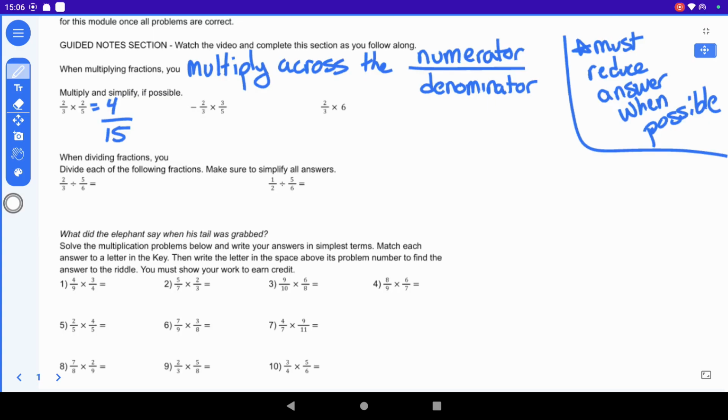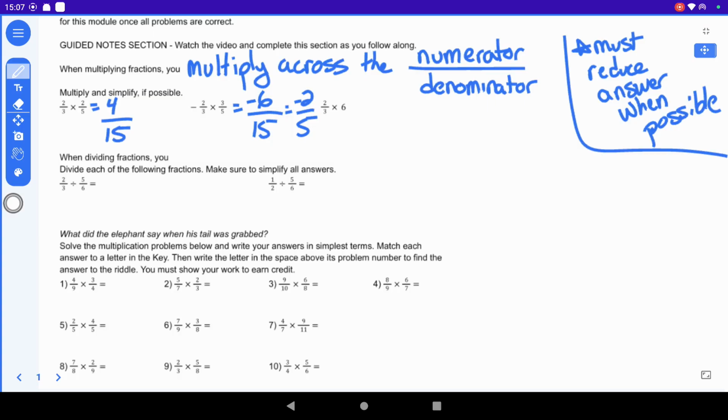Whenever we have a negative, that number goes with the top. So when it's negative 2 thirds, it's really negative 2 over 3. So when we have negative 2 thirds times 3 fifths, we're going to multiply the top, negative 2 times 3 to be negative 6, and the bottom we have 3 times 5 is 15. Now in something like this, there is a number that goes into both of these, and that number is 3. So we can divide both of these by a factor of 3 to get negative 2 over 5.